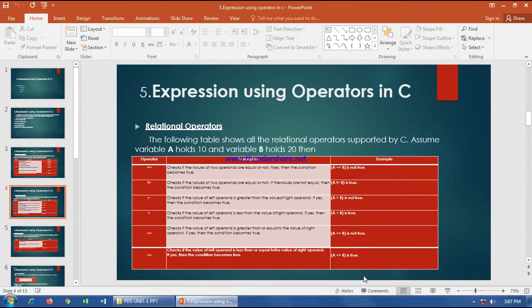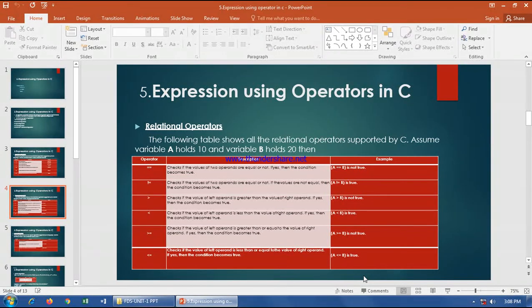Then relational operators. The following table shows all the relational operators supported by C. Here assume the value of A is 10 as well as B is 20. The operators are equal to, not equal to, greater than, less than, greater than or equal to, and less than or equal to. So these are the descriptions, and we can assume the values for A and B.